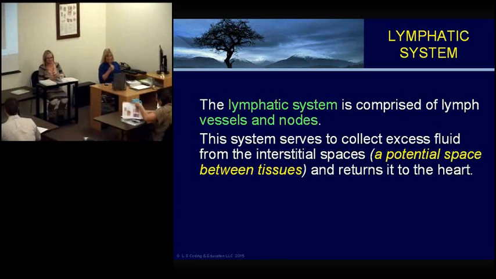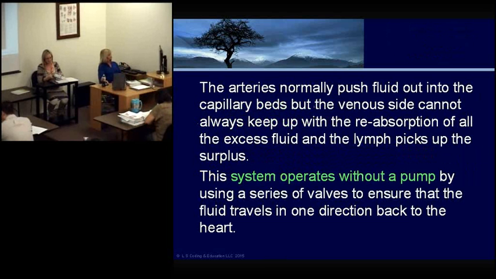All right, lymphatic system. The lymphatic system is comprised of lymph vessels and nodes. This system serves to collect excess fluid from the interstitial spaces, a potential space between tissues, and returns it to the heart. So the lymphatic system has the job of protecting our body, right? But it also has the job of picking up excess fluid that the venous system can't quite get back to where it needs to go. So the arteries normally push fluid out into the capillary beds, but the venous side cannot always keep up with the reabsorption of all the excess fluid, and the lymph picks up the surplus.